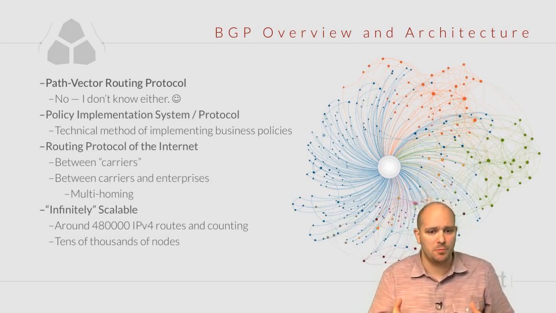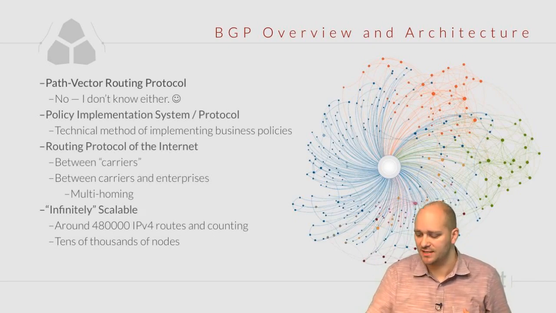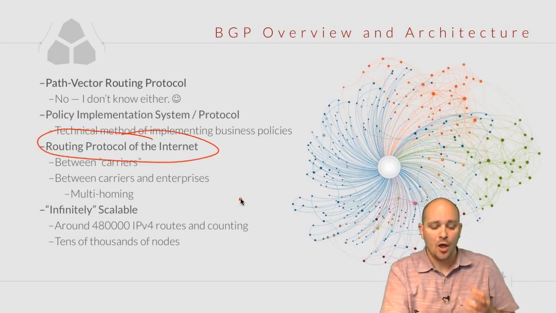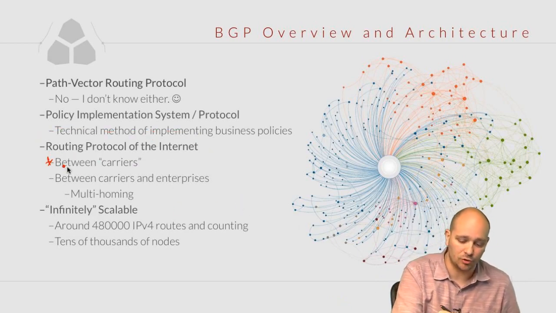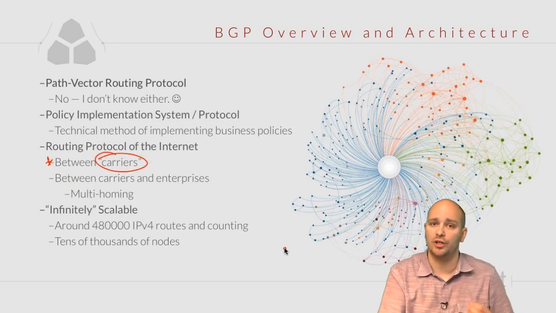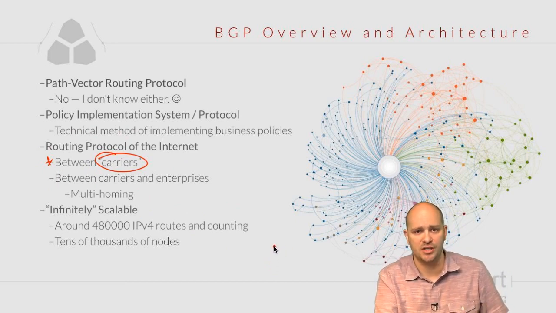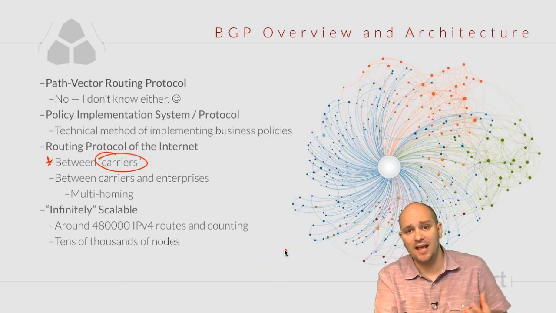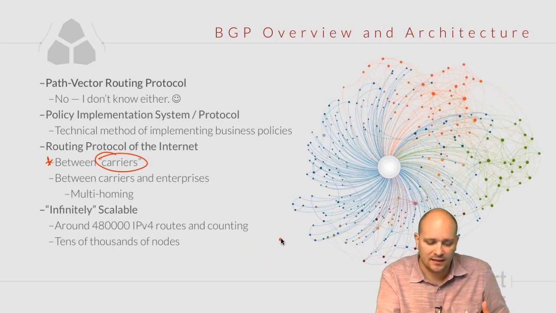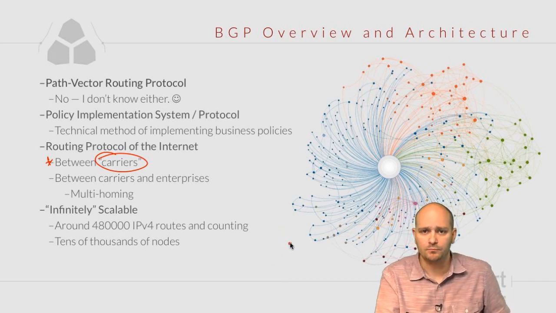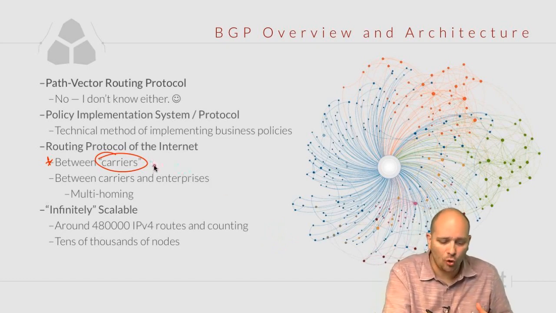But what is BGP other than the policy implementation system? Well, it is really the routing protocol of the internet. What I mean by that is it is the routing protocol that is running between different network carriers. Network carriers are large network operators, the internet providers, the network integrators, and so on, that carry the vast majority of internet traffic. They are also the content providers, the large search engines, the social media websites, and so on. These are all the networks. These are all good candidates to run BGP.